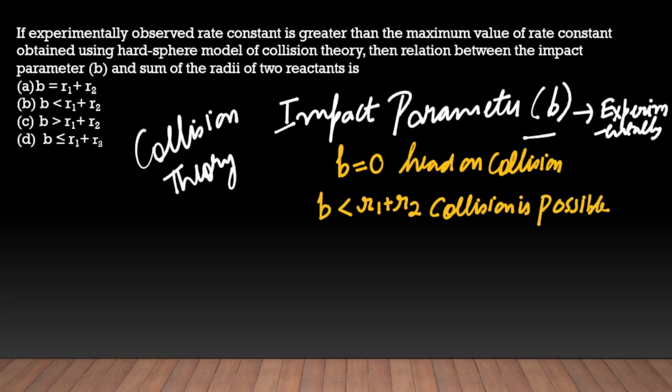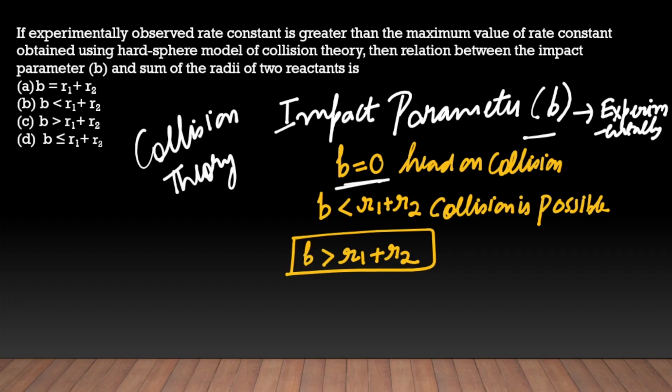Now from the given data, the experimentally observed value, which means the B value they are talking about, is greater than the maximum value, which is equal to R1 plus R2. In this case the possibility of collision may be negligible or may not be there. But when B is equal to 0 or B is less than the sum of these radii, collisions are possible. So from the given conditions the answer becomes option C. Okay. Next is this one.